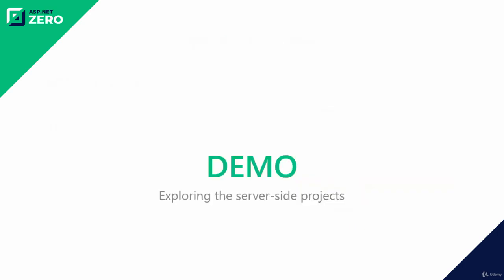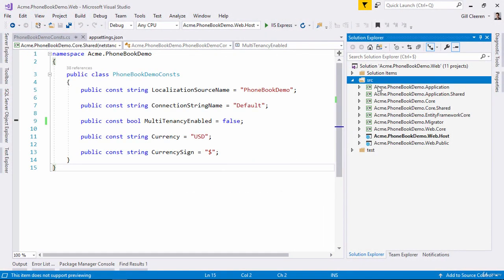Time for the first demo of this module. In this demo, we are going to explore in more detail the server-side projects and focus on the web host project that will be exposing functionality for the client side. So let's now take a look at the projects that we can find in the web solution. So that is, in my case, the Acme Phonebook Demo Web Solution.